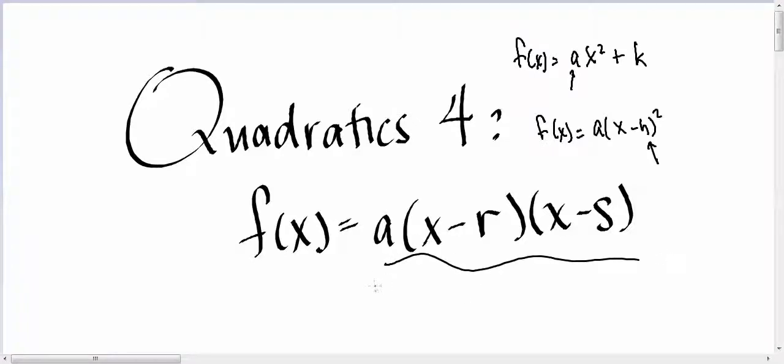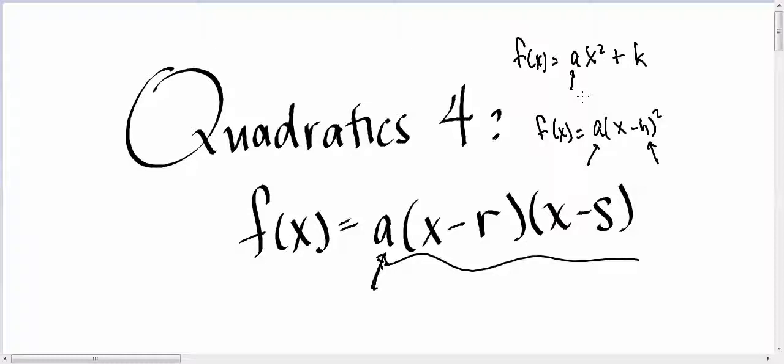This A property pretty much does the same thing, and maybe I might be giving away too many secrets, but this number A right here still does the same thing that it did back here, where it will make it skinnier, fatter, or flip it upside down. And do you guys remember that discussion I had about the gummy bears? Yeah, see, you remember something, right?